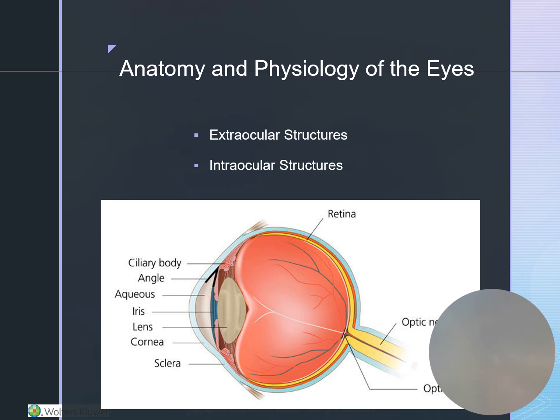So we have the choroid, the iris, the pupil, and this produces aqueous humor that nourishes the eye. Vitreous humor is going to be a gelatin that supports the shape of the eye. And finally, we have the retina, composed of rods and cones and the macula.